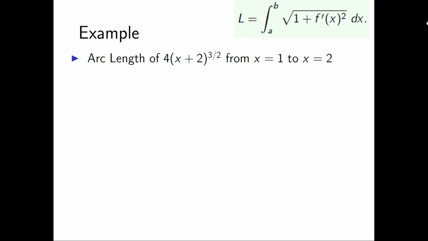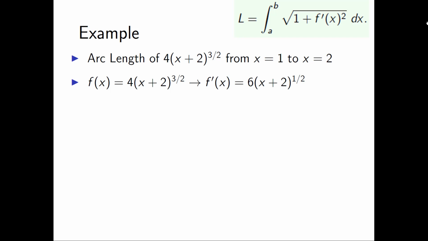Okay, so we want the arc length of (4x + 2) to the power 3 over 2, and it's just going to vary from x equals 1 to 2. Okay, so it's a couple of step process to find it. Well, first we'll find the function, and we'll find the derivative of the function. Okay, remember the derivative's in the formula there.